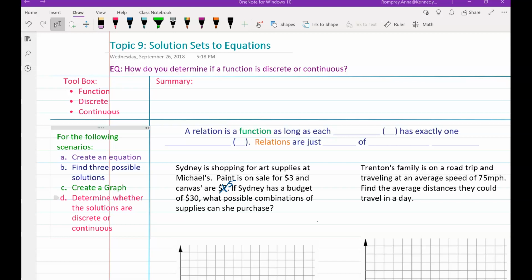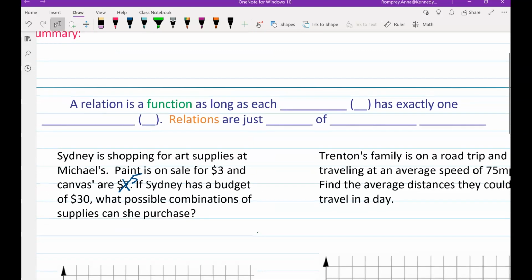So today we're going to be looking at solution sets to equations. Now there's two main types of solution sets, discrete or continuous, but we're talking about types of functions. So we really need to start off with, well, what's a function? So if we come over here, it says a relation is a, wait a minute, what's a relation? Yeah, we should probably start there.